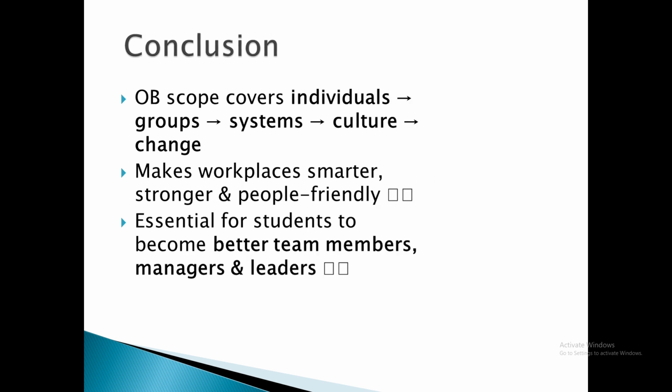So in conclusion, if we thoroughly discuss the scope of organizational behavior, it covers individual behavior, group behavior, structure and processes, culture and change, and organizational development. So OB helps us understand people, manage change, improve communication, and make workplaces smarter and better.